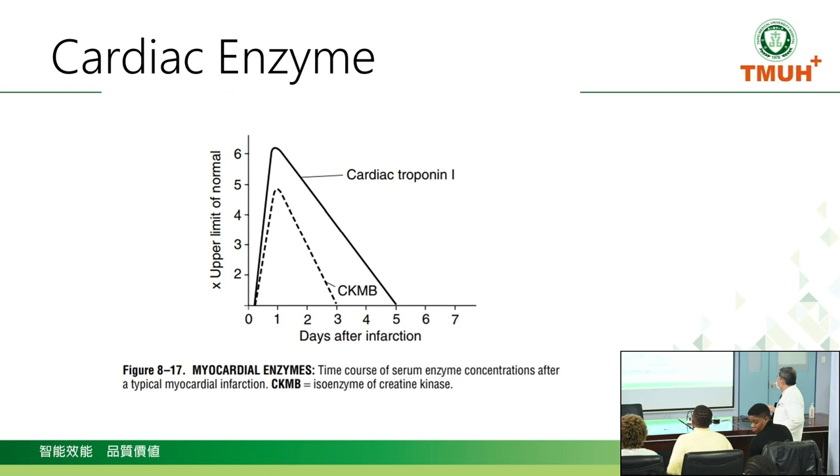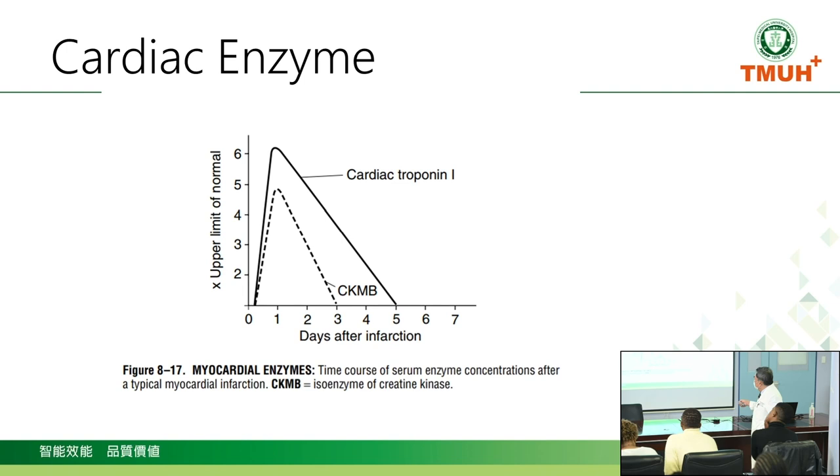LDL will induce coronary artery disease. So now we go to coronary artery disease, MI. Cardiac enzymes for MI: we have CK-MB and cardiac troponin I. You can check these. At this period the diagnostic efficacy is the same, but cardiac troponin I can last longer, 5 to 7 days. It's different. For cardiac enzymes, 2, 3, 4, 5, 6 times the upper limit of normal.